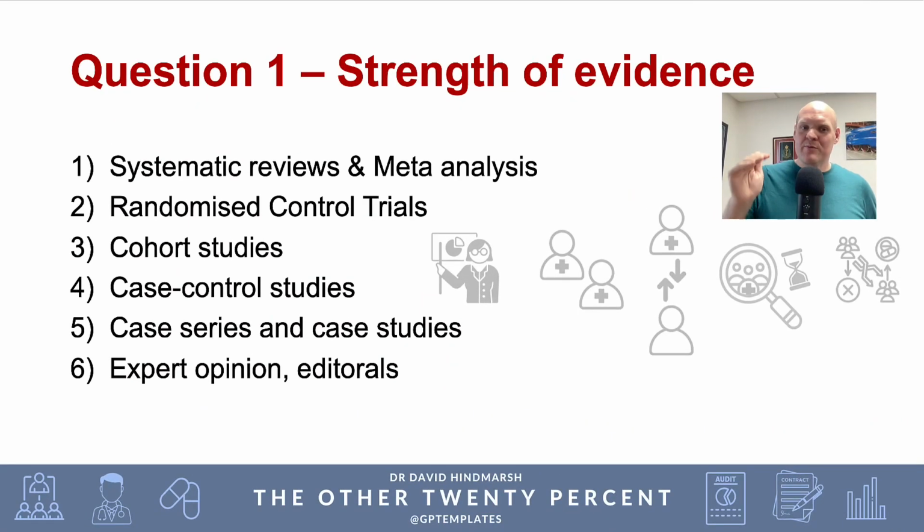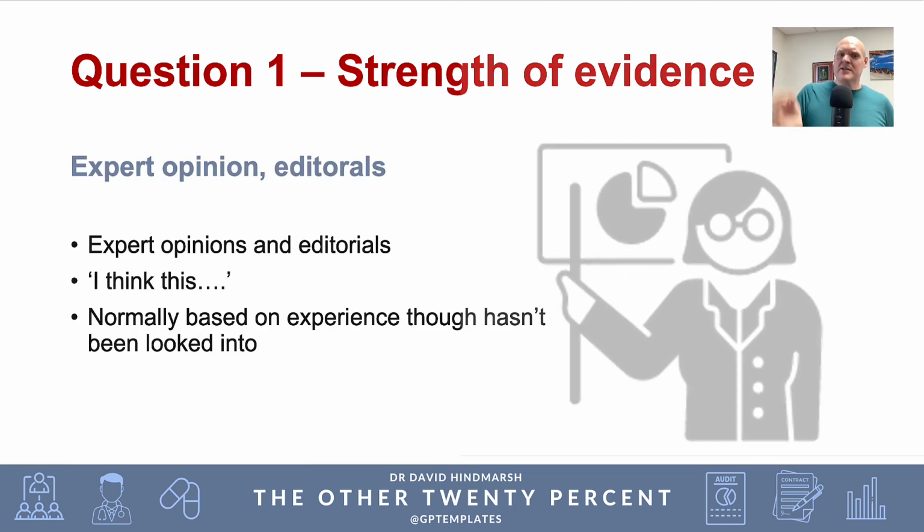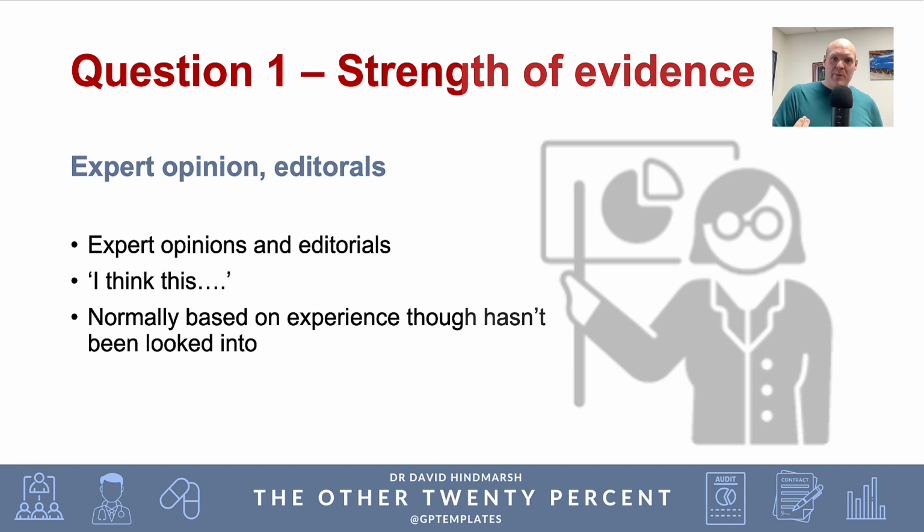So from top to bottom: systematic reviews, meta-analysis, randomised control trials next, cohort, case control studies, case series, and then expert opinion, editorials. So we're going to work from bottom to top just to give you a brief overview of what they actually are. Expert opinion is exactly that, someone's opinion who's normally good in their field. So I, as a GP, could give a GP expert opinion or get something published in an editorial.